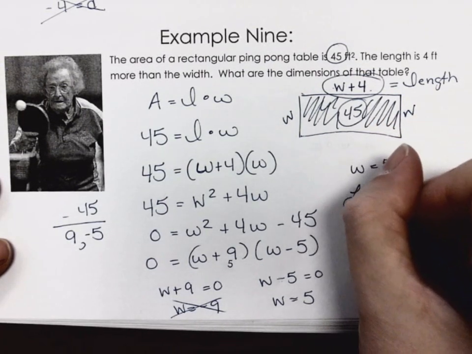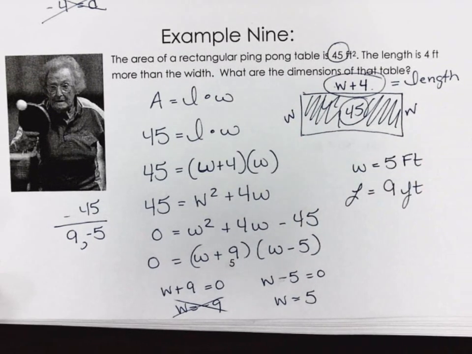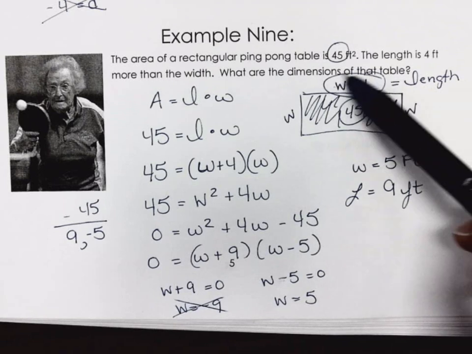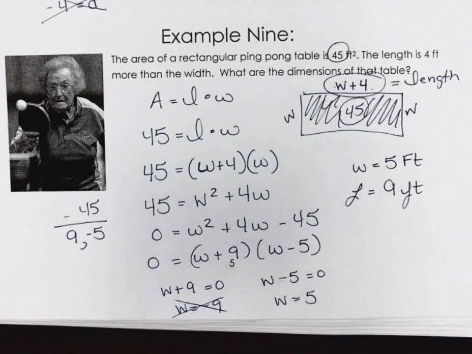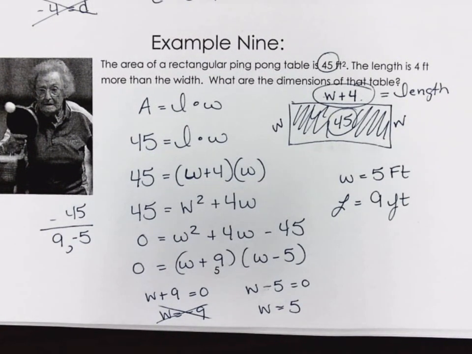What's my length? 9 feet. Because we know that the length is 4 more than the width. So we just took 5 and added 4 to it. That's it. That's all. Friday lesson. Factoring in relation to x-intercepts.